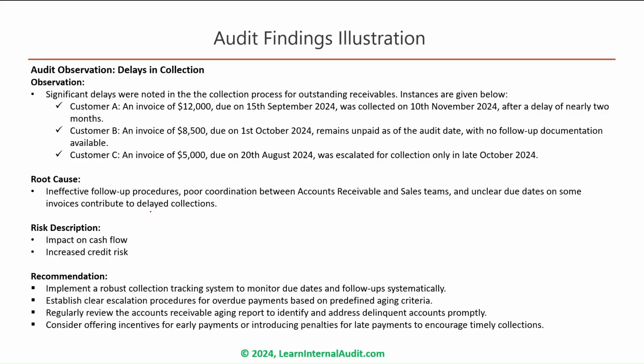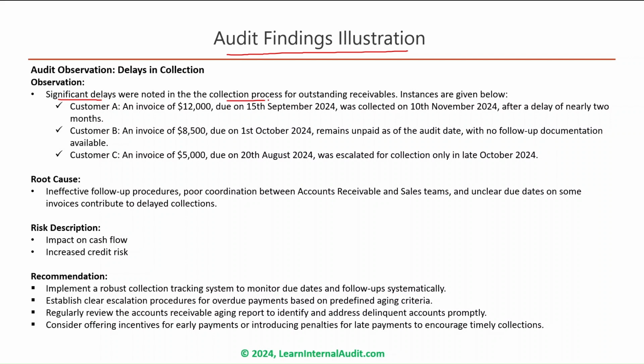So we take an example of an audit finding here, delays in collection, which we just explained. Okay, how do you write this? Delays in collection. So the observation starts with: significant delays were noted in the collection process for outstanding receivables. Instances are given below. Now you see in one line we have mentioned that there were delays in collection without giving any unnecessary or unwanted words.